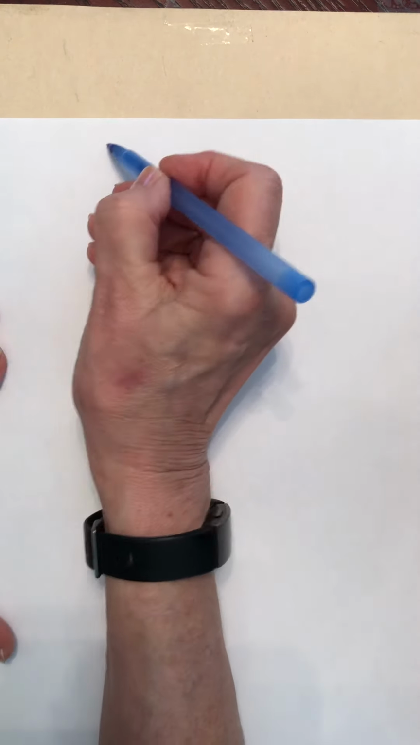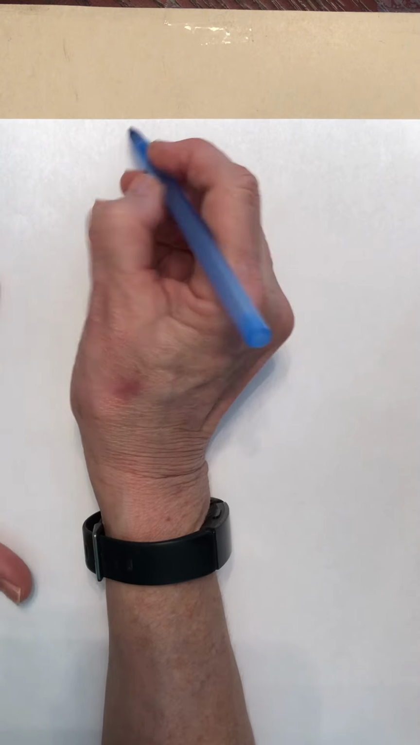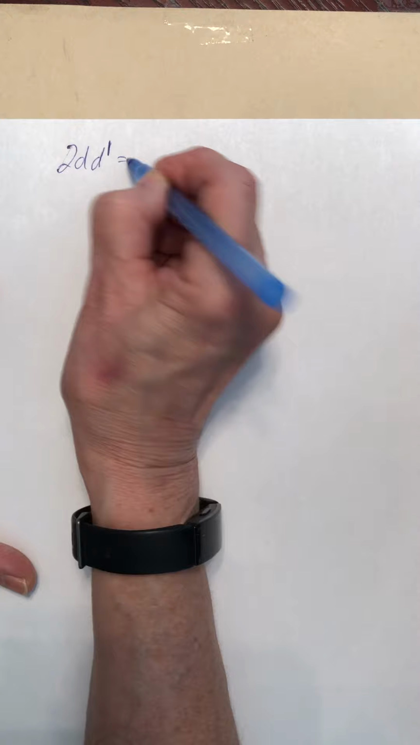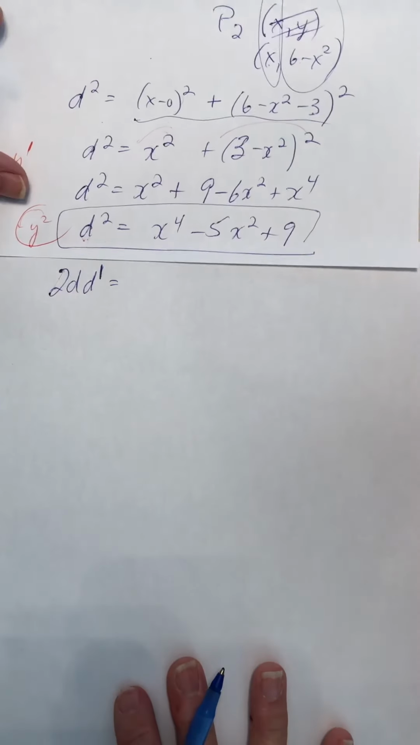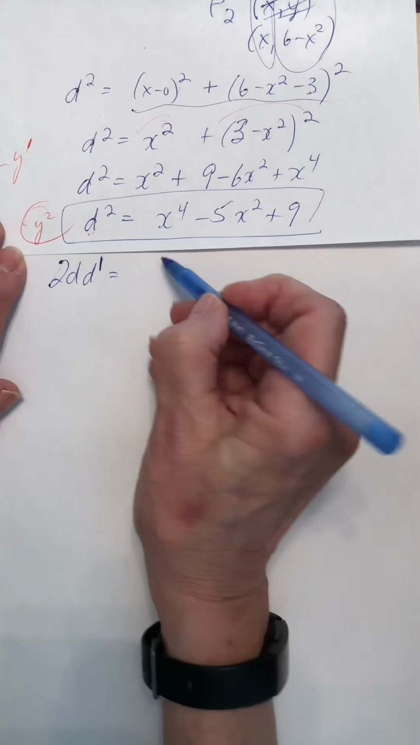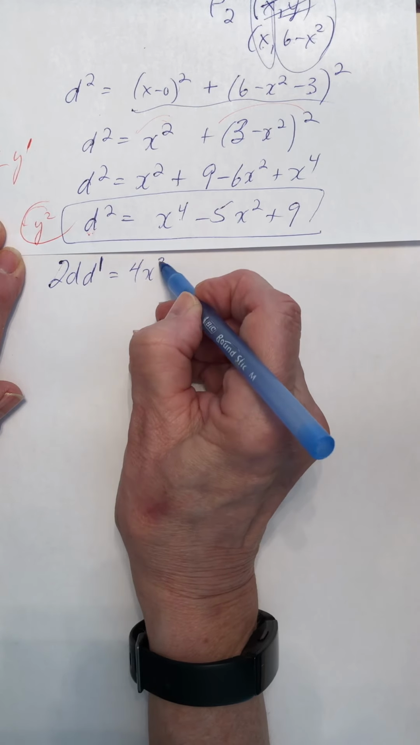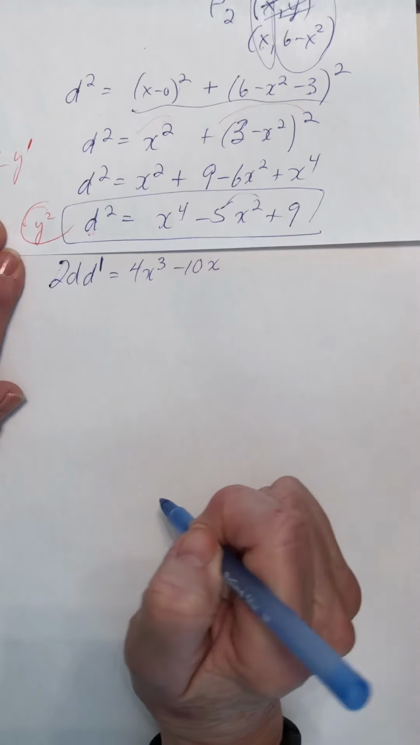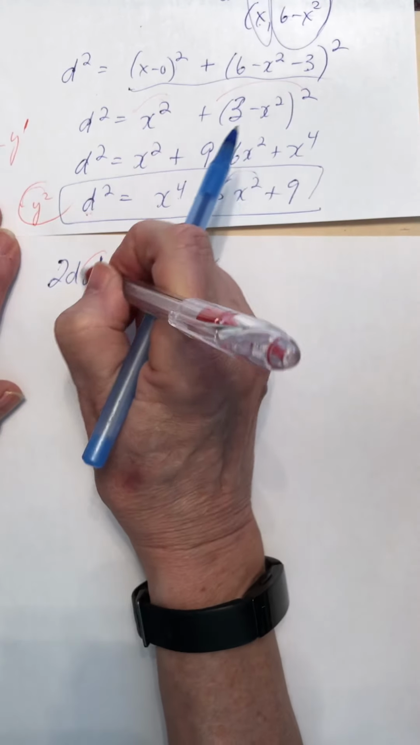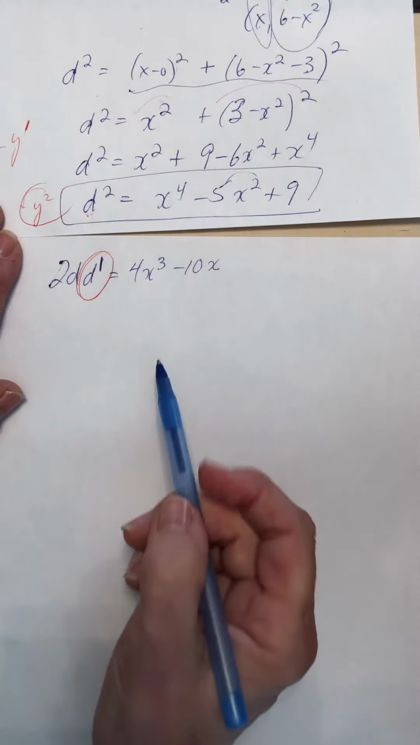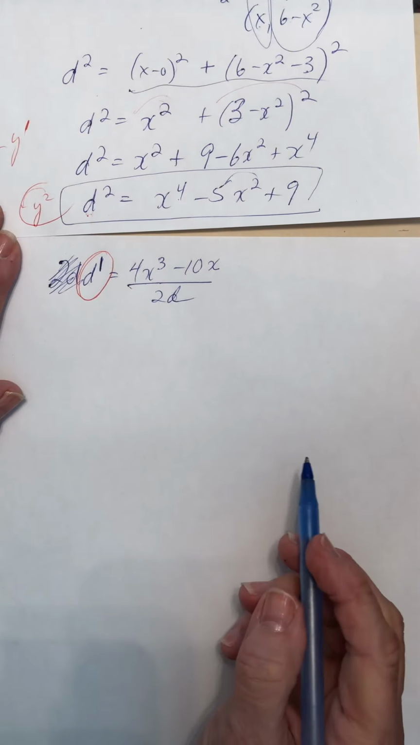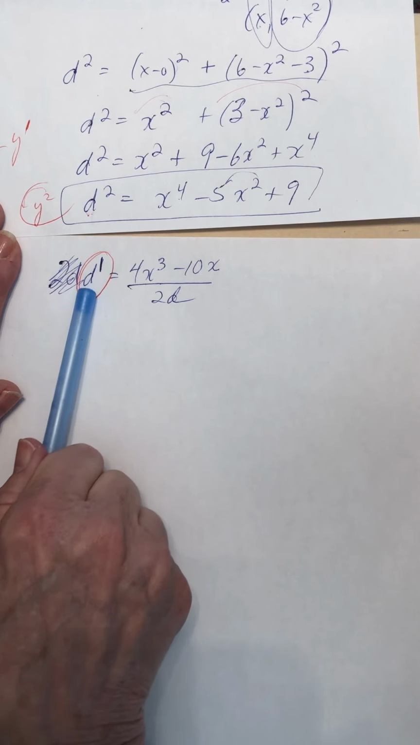So next step, I had my d squared, so the 2 came down in front. I have 2d d prime equals, okay, let me just put this up here. So the derivative here would be 4 in front, so 4x cubed, 2 in front minus 10x, derivative of 9 is 0. So I'm trying to find the formula for slope. So next step, I'm going to divide by 2d. So now, what am I trying to do? This is the formula for slope.